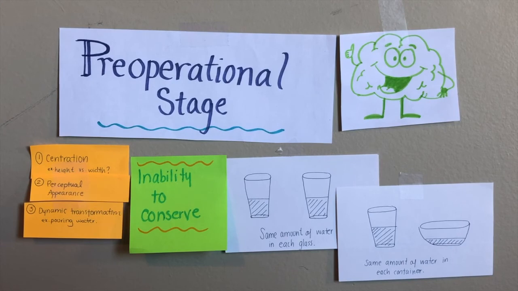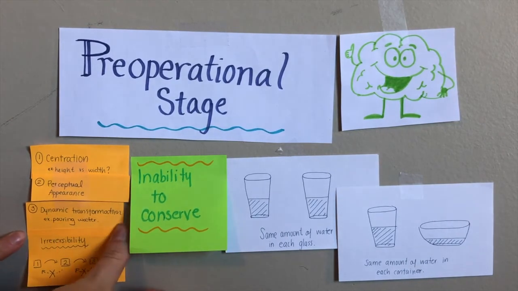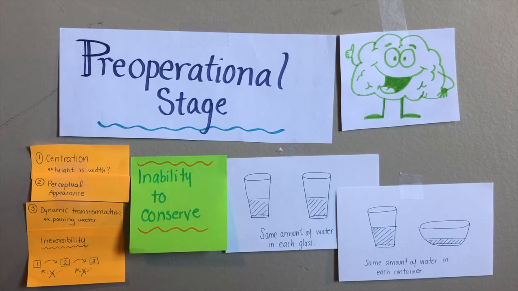As well, we present the idea of irreversibility in preoperational thought. This is the inability for children to mentally go through a series of steps in a problem and then reverse the direction to where they started. This idea of reversibility is part of every logical operation.